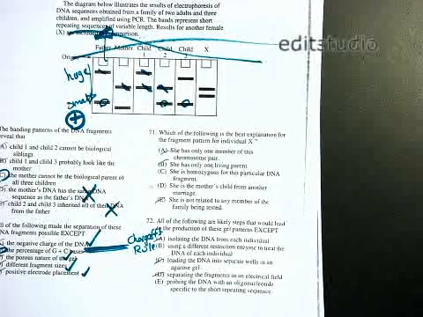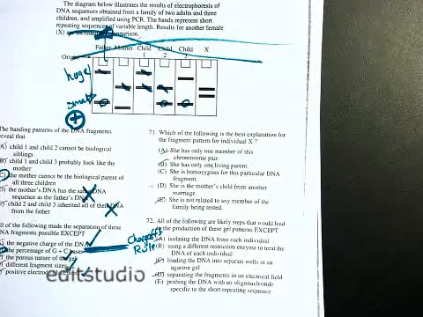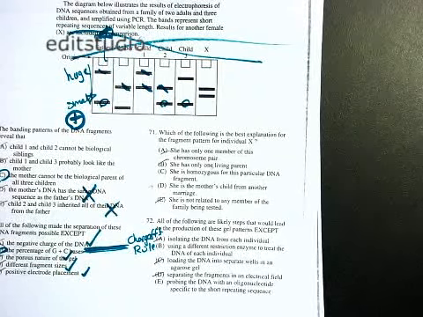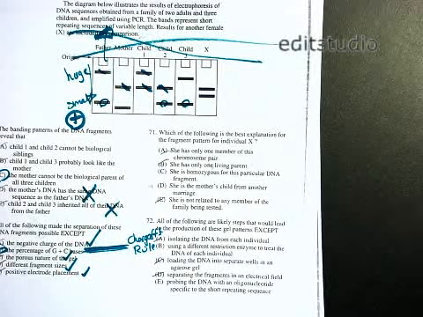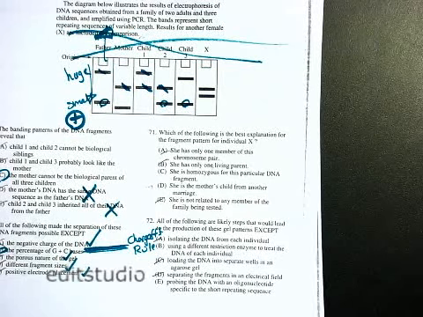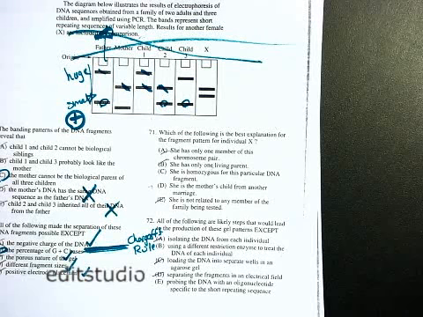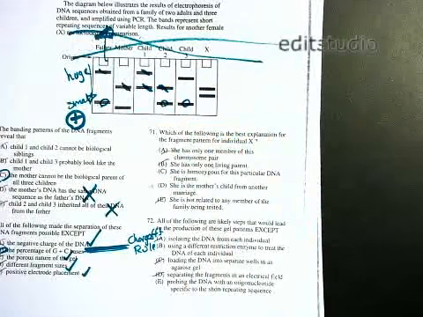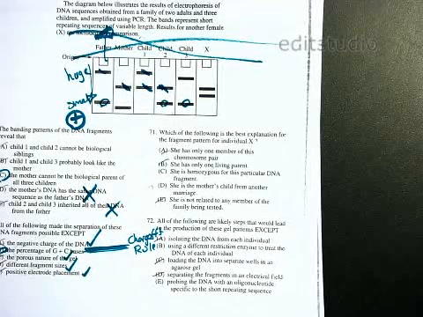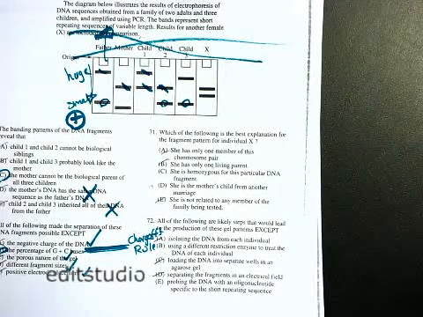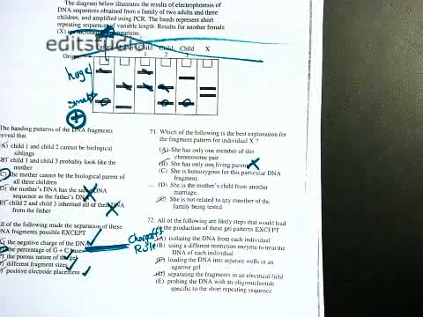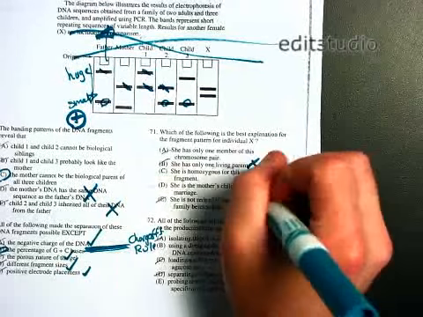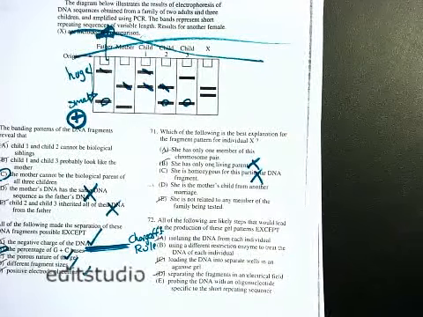71, it says, which of the following best is the explanation for the fragment pattern for individual X? Oh, this is a little bit nuts because I would say there's a little bit of a similarity right there. Right? It says she only has one living parent. I don't see how B could be important at all. She's homozygous for this particular DNA fragment. I don't think you can tell that. She's not related to any member of the family being tested.